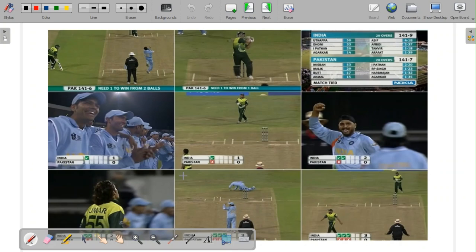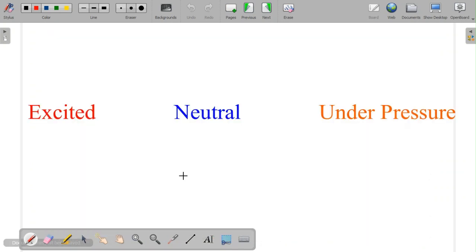So they take turns. The toss was won by the Pakistani captain, and he wanted India to start first. So one bowler from India aimed, followed by another bowler from Pakistan. They alternated until 5 people had completed this bowl out. I am drawing this example to discuss 3 states of mind in which the team players can be. They can be excited, they can be neutral, or they can be under pressure.